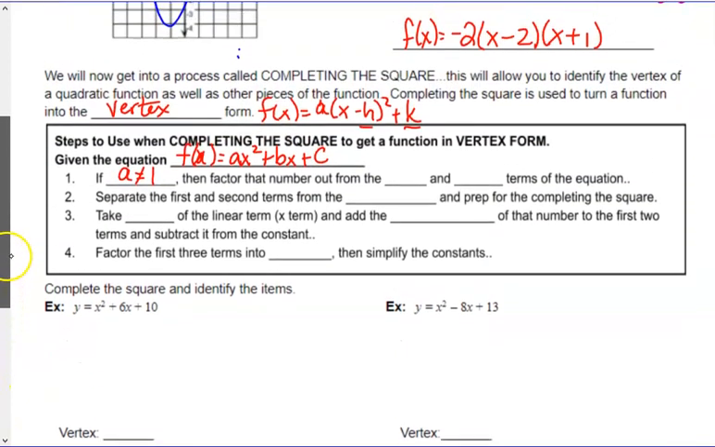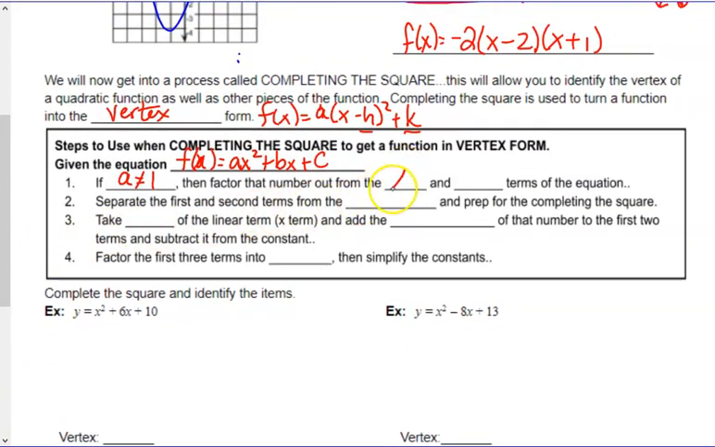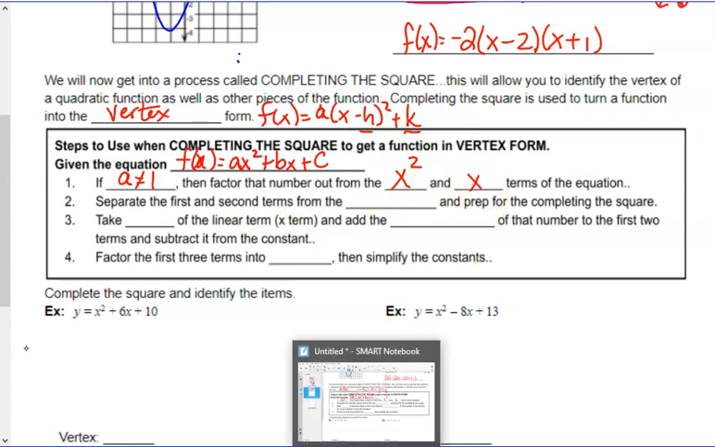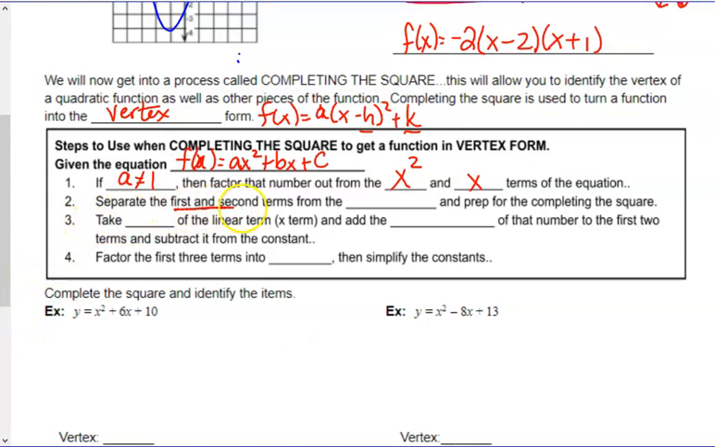So if a is not equal to 1, then factor that number out of the x squared and the x terms of the equation. We want to then separate the first and second terms, which is the x squared and the x, because we want to make sure that it is all in descending form. So x squared, x to the first, no x's. So when we separate the first and second terms from the constant, which is the number in the back, we want to prep for completing the square. That's what we're going to do in the second step.